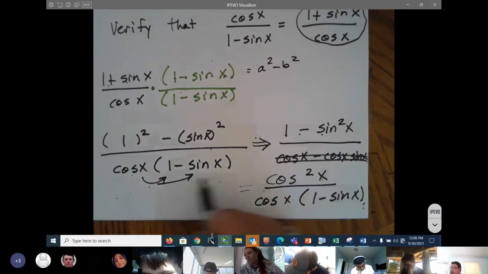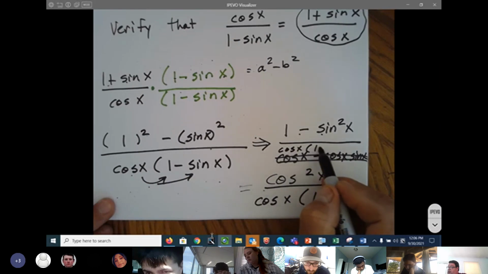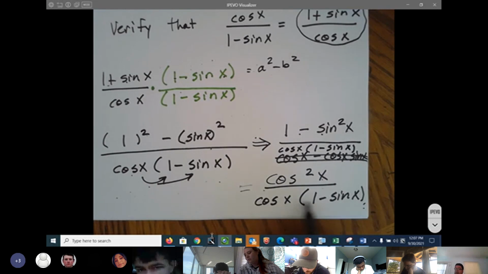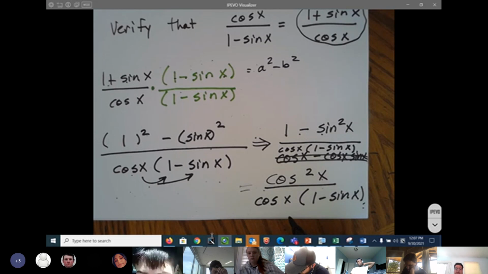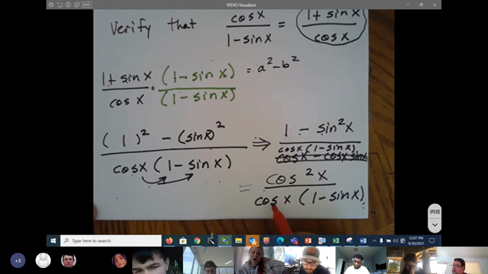I didn't distribute that cosine. I thought we might want to leave it. Cosine of x, 1 minus sine of x, and I brought it down here. Now somebody tell me what can happen with these two. You can cancel them out. What does that red pen do? Cancels them out.